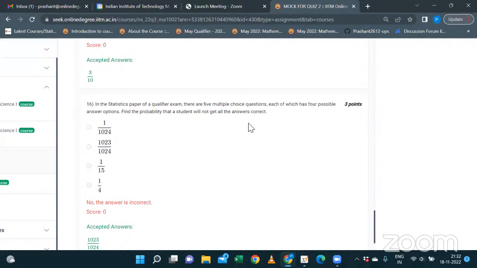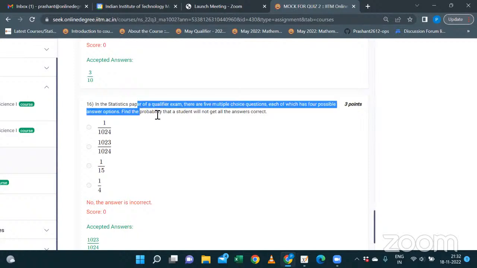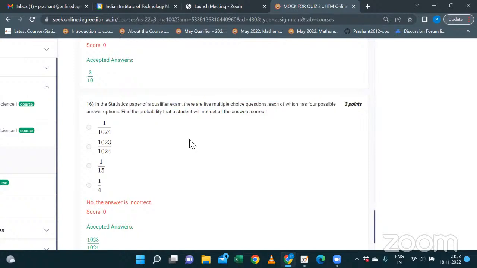What about question 16? Any doubt in this? No sir, I was not able to approach this question. Okay, please solve this one. In the statistics paper of a qualifier exam, there are 5 multiple choice questions, each with 4 possible answers. The question is: find the probability that a student will not get all the answers correct.